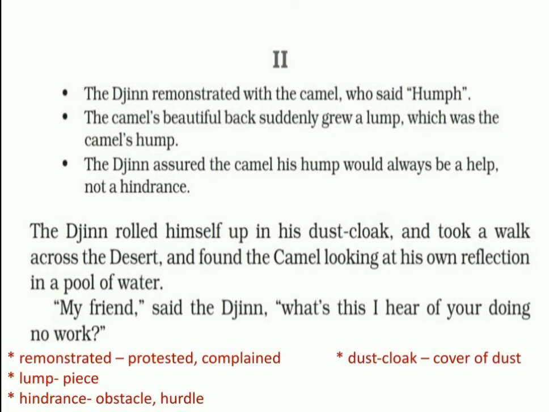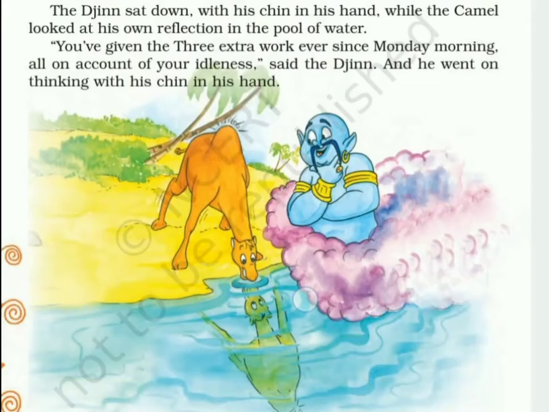So now here the jinn refers to the camel as my friend. What's this I hear? It means, what is this I heard of you? All the other animals are talking. They complain that you're not doing any work. So the jinn says, what's this I hear of you're doing no work? You're not doing any work. So this is what the jinn says to the camel, referring to the camel as my friend.